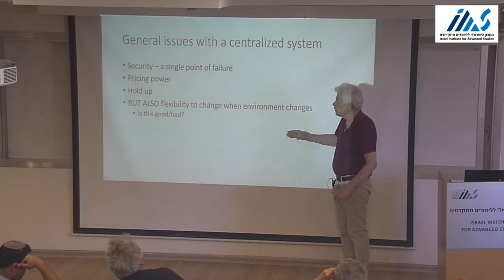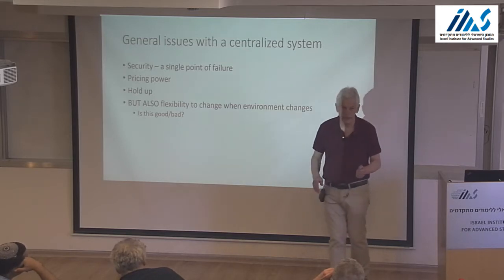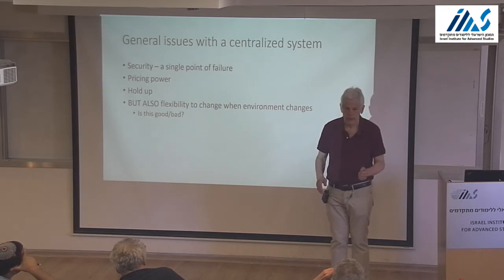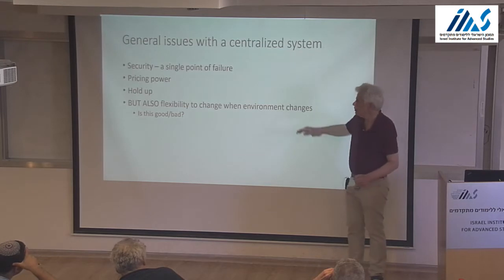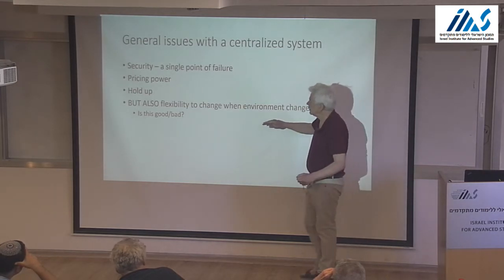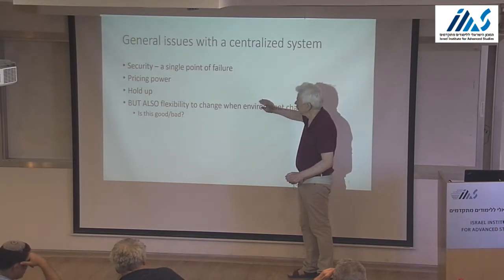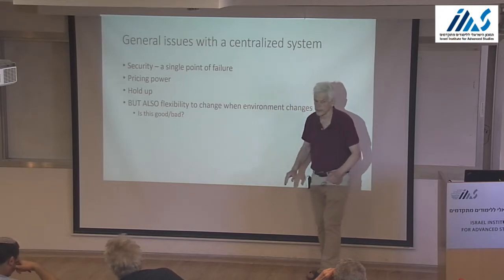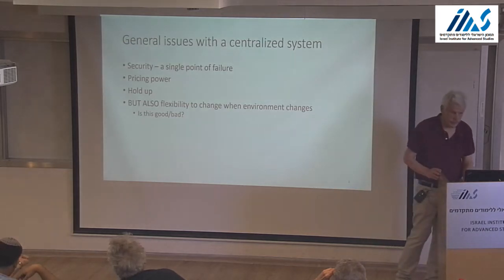I'm saying all this because, as you will see later, the boss in Bitcoin is no single individual, no single entity, but a protocol. A protocol is very difficult to change. And that's in contrast with this. So the protocol is such that there are multiple servers. We'll talk about pricing power and holdup, but also you lose flexibility to change. It's very difficult. Any questions?